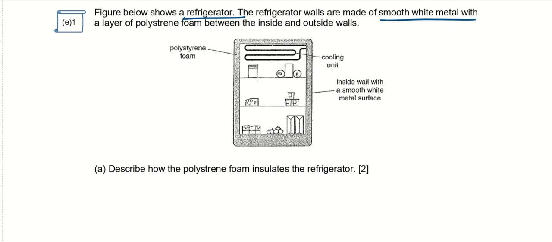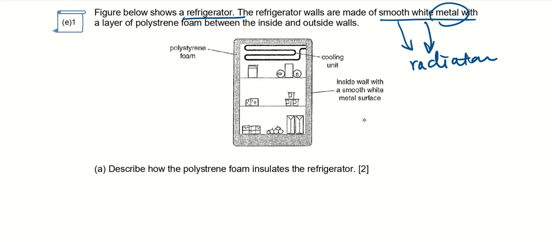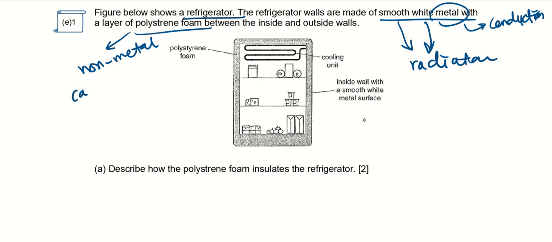So when we talk about smooth, we think about radiation, right? We link it to the concept of radiation. White as well. When we talk about metal, it is about conduction, right? And a solid. Okay, so the layer of polystyrene foam is actually a non-metal. It is a solid. Polystyrene foam, maybe you would think of it like styrofoam, so it's very light. Why? Because there are air particles or air molecules in between.